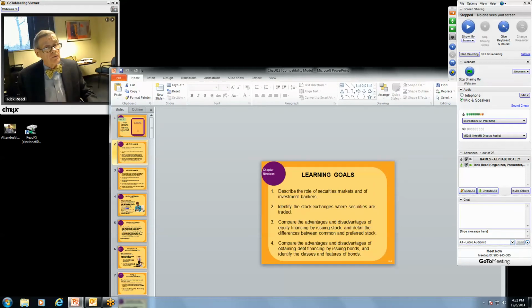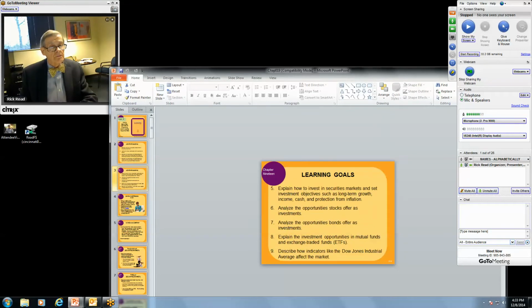So our learning goals for this evening: describe the role of securities markets and investment bankers. Identify the stock exchanges where securities are traded. There are several of those which we'll talk about. Compare the advantages and disadvantages of equity financing by issuing stock, and detail the difference between common stock and preferred stock, 2 types of stock. Most people who do own stock own common stock.